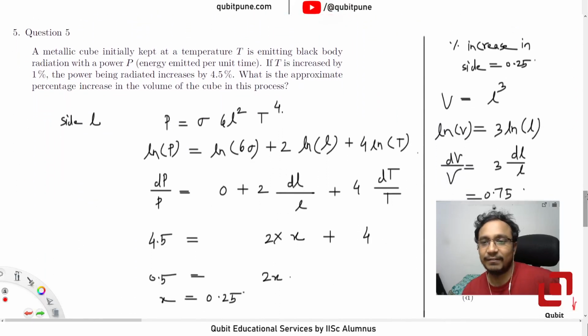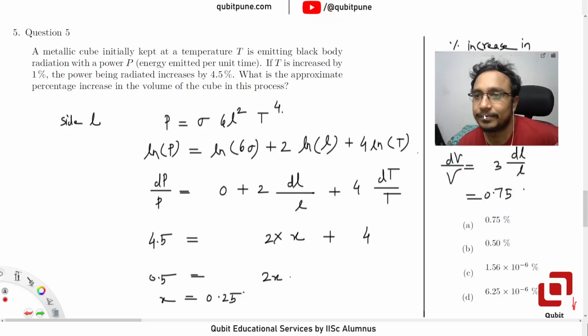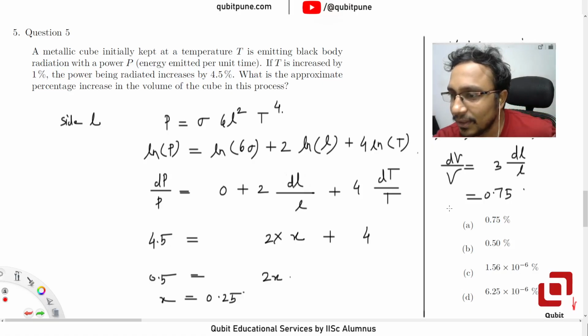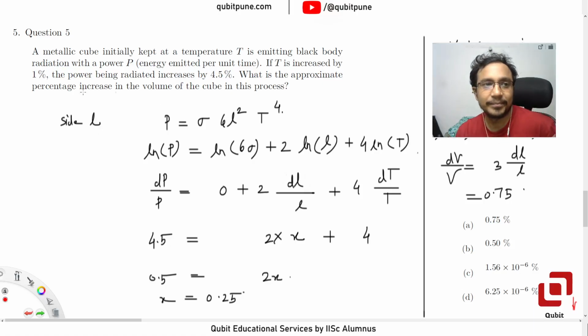Anyone with question 5? How many of you did this question? Please raise your hands. No one? Okay, let's solve it.